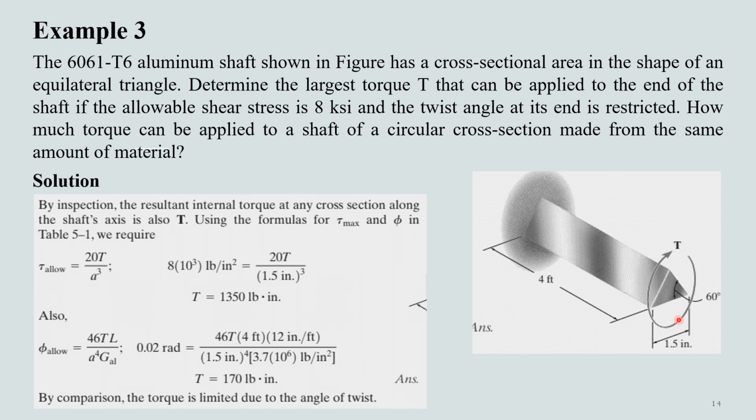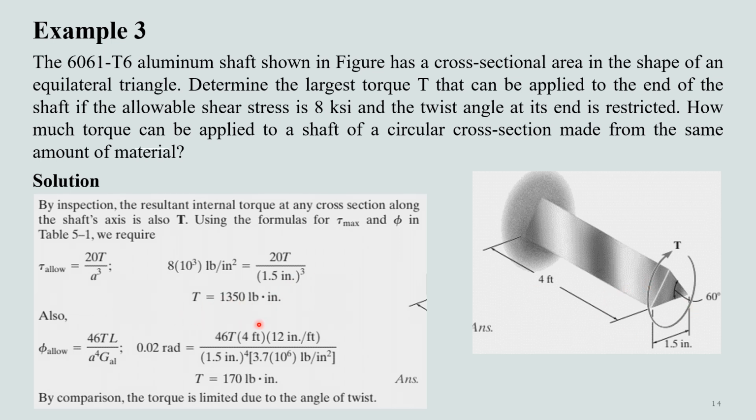We also need to determine how much torque can be applied to this shaft if a circular cross section is made from the same amount of material. By inspection, we know that the resultant internal torque at any cross section along the shaft's axis is also T. So using the formula for tau max and phi from the previous table, we come up with this: the allowable stress should be equal to the maximum stress that occurs on this cross section.